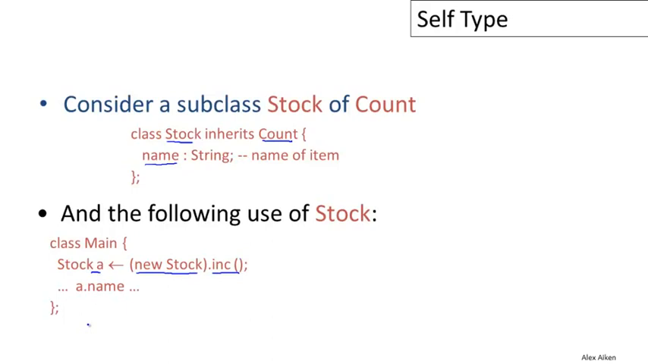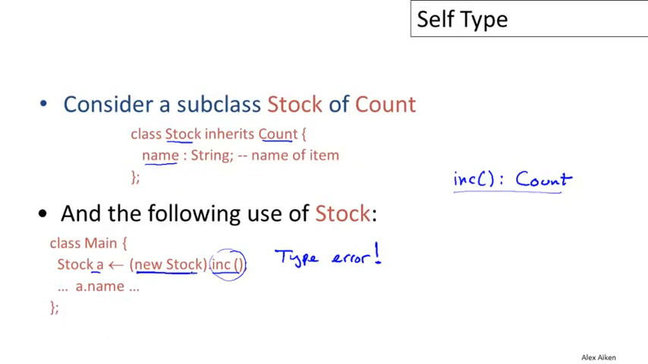Now, the problem is that this code actually will not type check. There is a type error in this code. And why is that? Well, let's think about it for a minute. What is the signature of inc? Remember, inc was declared to return things of type Count. And when the inc method is inherited by the Stock class, this signature doesn't change. It still returns things of type Count.